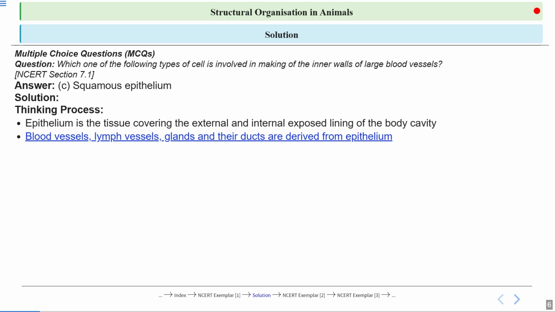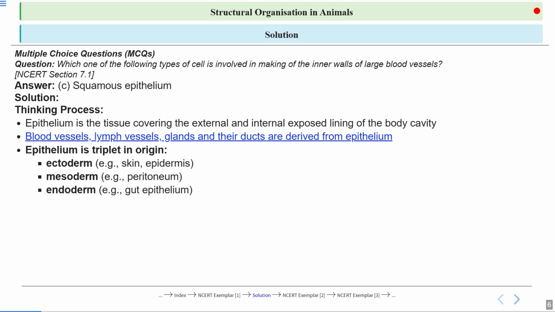Blood vessels, lymph vessels, glands and their ducts are derived from the epithelium. Okay, every blood vessel, also the lymph vessels, the different glands present inside the body, and the ducts. Tube-like structures are called ducts. Like you remember from the gallbladder and pancreas, there comes a tube-like structure that joins to the duodenum, right? So that is a duct-like structure, and they are also derived from the epithelium.